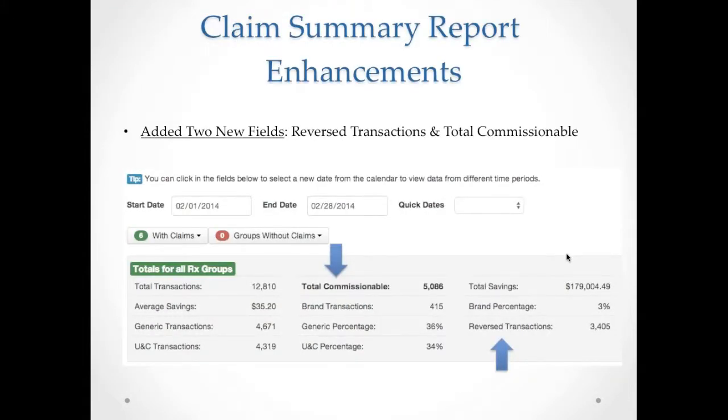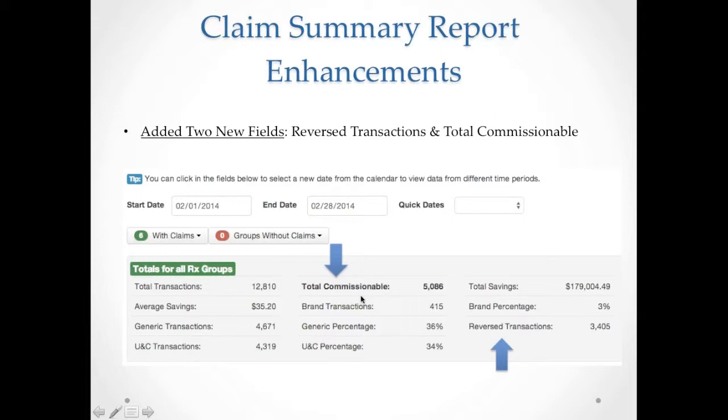So moving on to the claim summary report, we have made some enhancements to the claim summary report. We added 2 new fields. The first being reverse transactions, which is shown down here on the far corner. And reverse transactions simply represent when there are price checks done at the pharmacy or if a cardholder orders their prescription but does not pick it up. Reverse transactions are not commissionable.